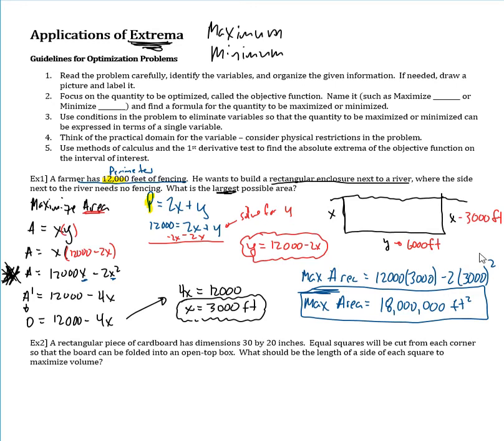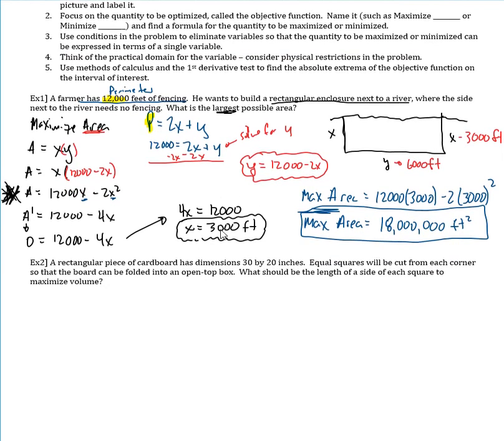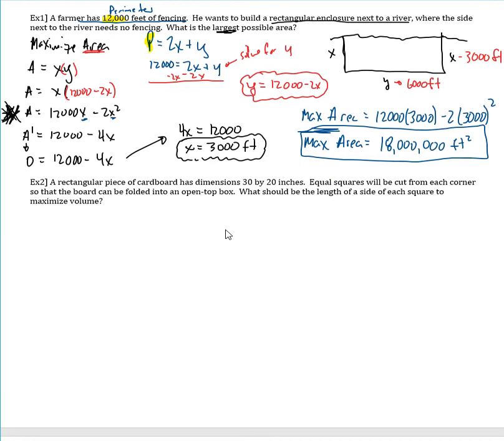This is a very famous type of problem, they love this one, where we have three sides of a rectangle and one side is occupied by something else. It's usually broken down in this way, no matter how they word it. Okay, so let's see one other style problem with a rectangle. In this one, it says a rectangular piece of cardboard has dimensions 30 by 20 inches. Equal squares will be cut from each corner so that the board can be folded into an open-top box. What should be the length of a side of each square to maximize volume?